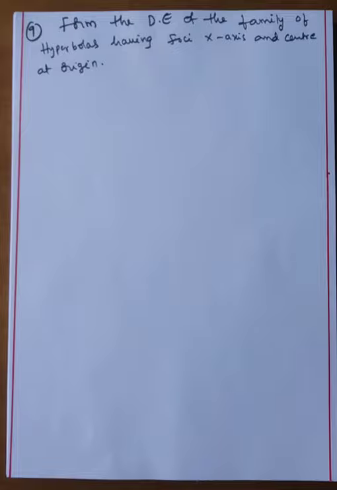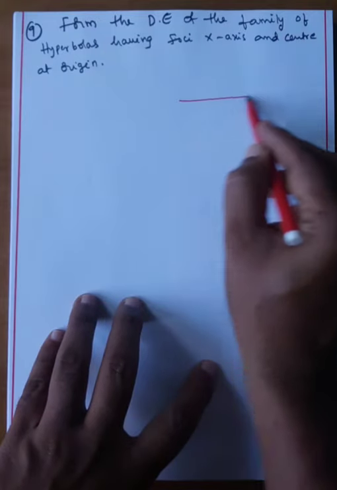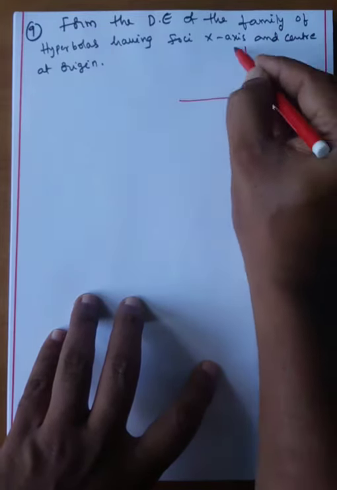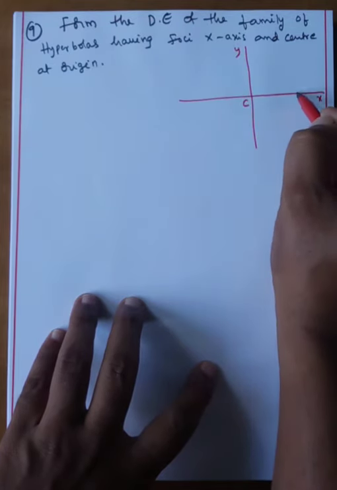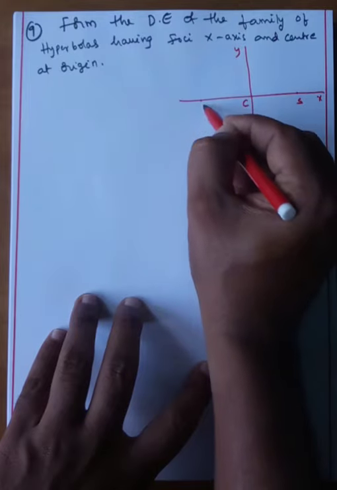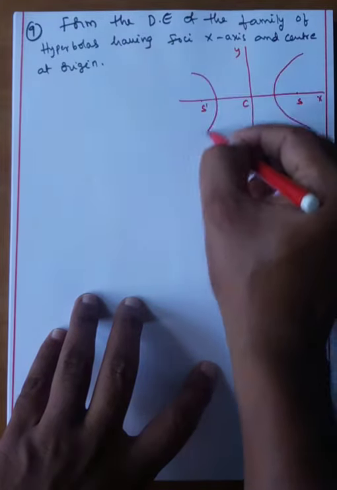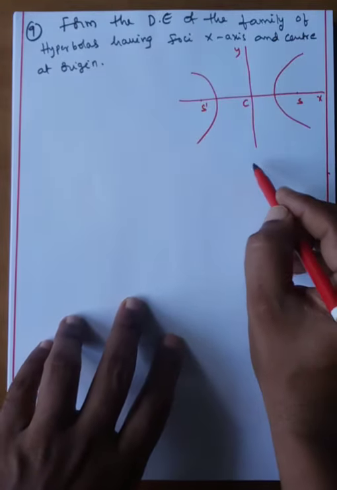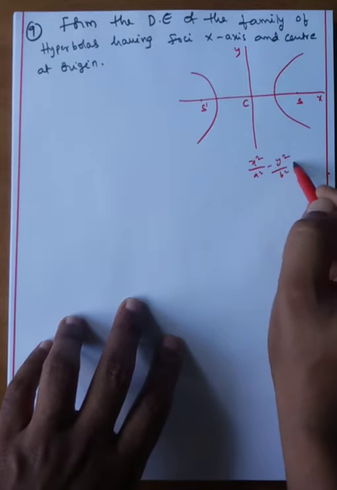Form the differential equation of the family of hyperbolas. Okay, hyperbola, you know how the hyperbola is. This is the x-axis, this is the y-axis, and it is centered at the origin. No problem. Here the foci are on x, this is S, this is S dash. So the hyperbola is in this way. What is the equation of the hyperbola? Here x square by a square minus y square by b square equal to 1.